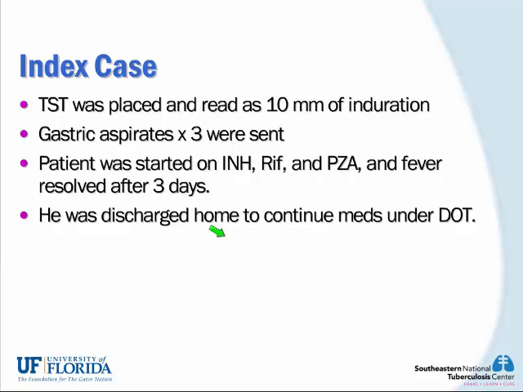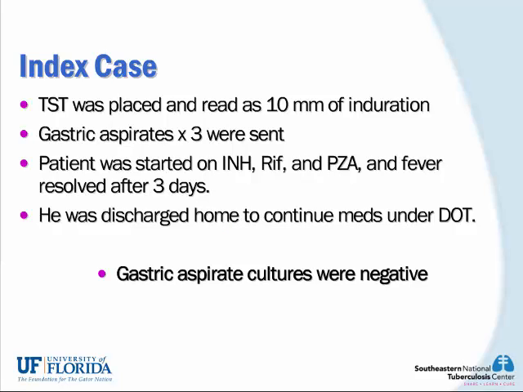So a TST was placed, and it was read as 10 millimeters of induration. We also recommended gastric aspirates. They were sent ×3. He was started on INH, rifampin, and pyrazinamide, and the fever resolved after 3 days of starting therapy. He was discharged home to continue medications under DOT. His gastric aspirates finally were negative, all of them.